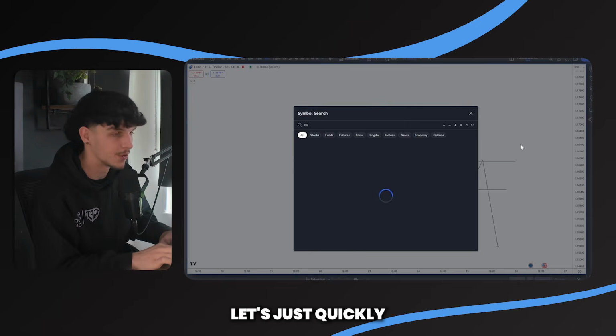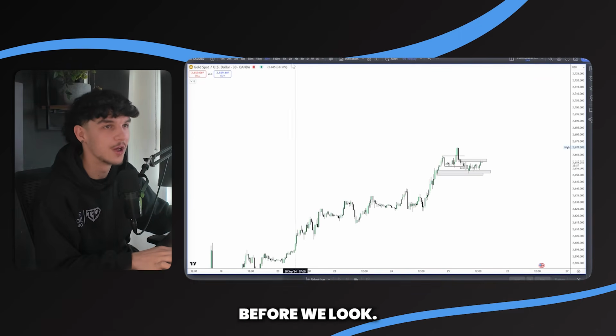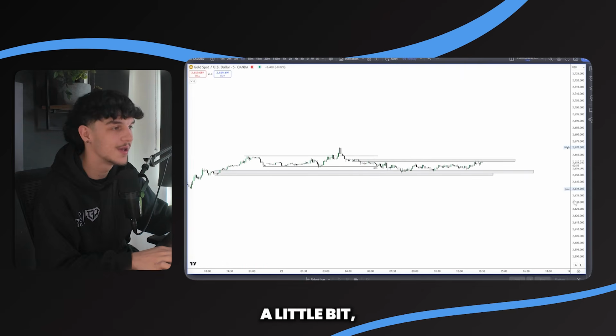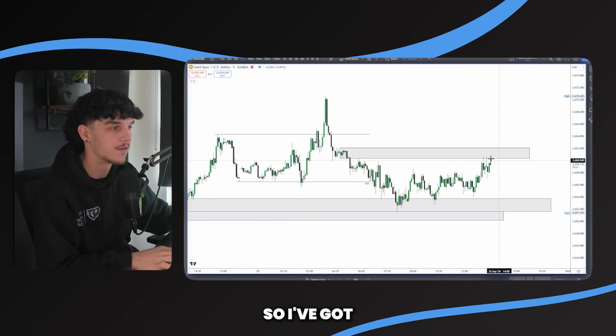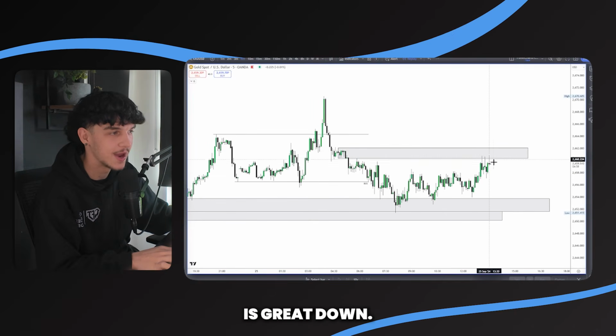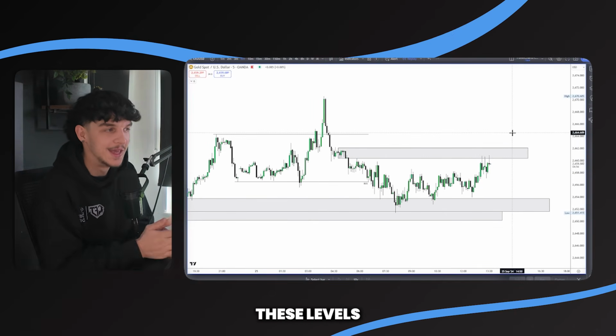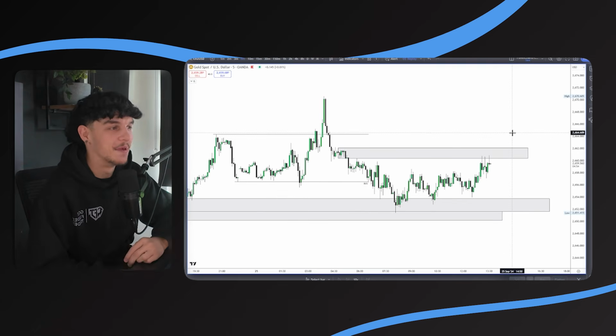Okay, let's just quickly look at gold before we log off. So it is selling from that zone a little bit, which is fine. Again, my stop loss is wide, so I've got a lot of risk. But you see the liquidity it's created now. So once it breaks these levels, it will have a nice pop, and that's what I'm waiting for.